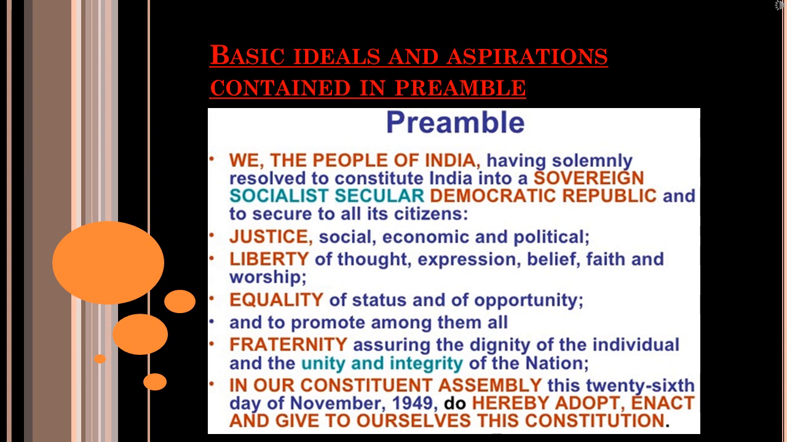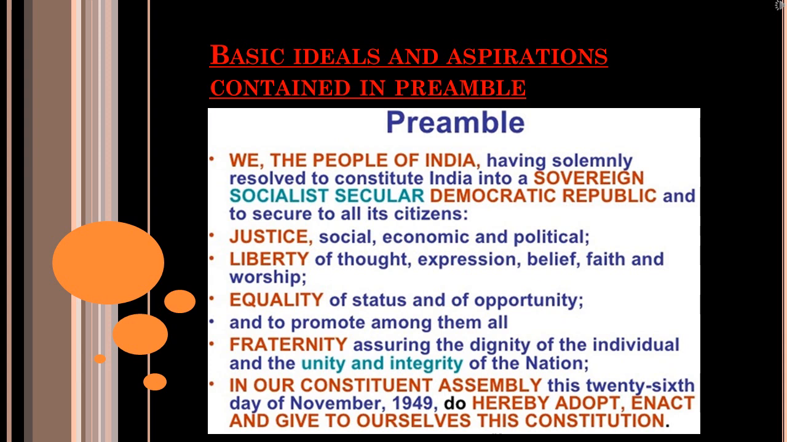Now it says and to secure to all its citizens justice, liberty, equality and fraternity. These are 4 aspirations that are the means to achieve these 5 ideals: sovereign, socialist, secular, democratic republic, okay. Now we'll see the meaning of these ideals. First is sovereign. Sovereign means supreme. We want our country to be supreme, which means we do not want our country to be in control of any external or internal agencies, right?